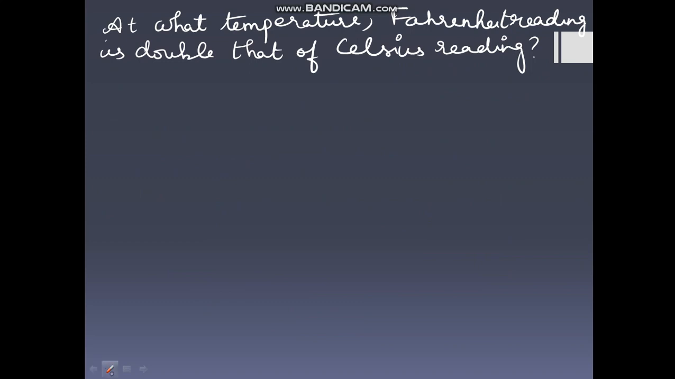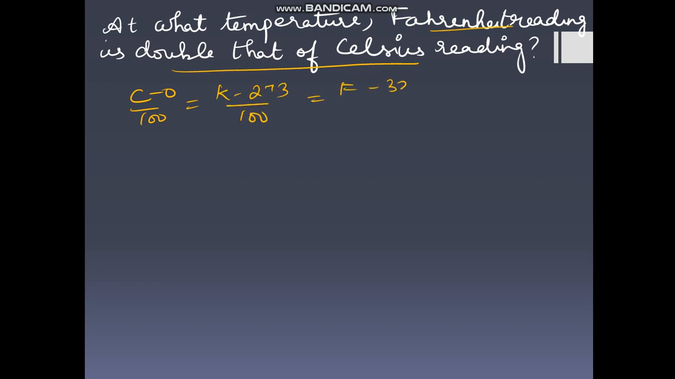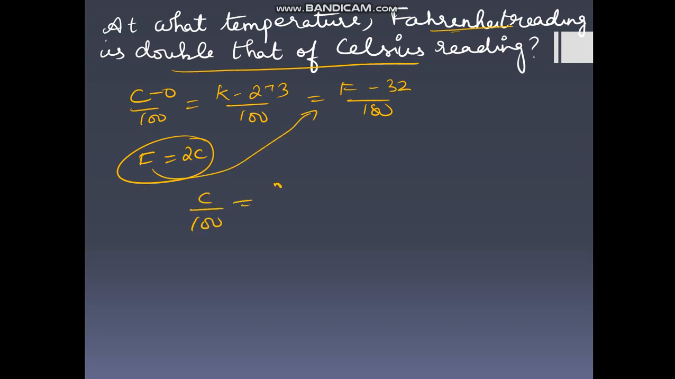Now let us work out another numerical. At what temperature is Fahrenheit double that of Celsius? So the relation is C minus 0 by 100 equals K minus 273 divided by 100 equals F minus 32 divided by 180. Fahrenheit is double that of Celsius, so F is equal to 2C they have given. You substitute here: C by 100 is equal to 2C minus 32 divided by 180.